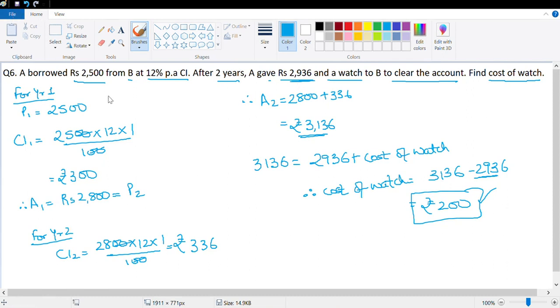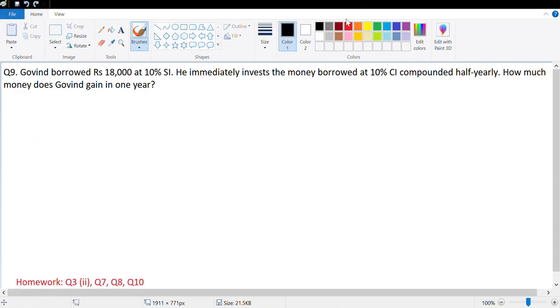Let's look at the last question that I do with you from this exercise, which is question number 9. It says Govind borrowed 18,000 at simple interest of 10%. He invested this money at 10% compound interest compounded half yearly. How much money did he gain in 1 year? So he borrowed from someone and he lent the money to someone. So he will have to pay interest on what he borrowed and he will get interest on what he lent.